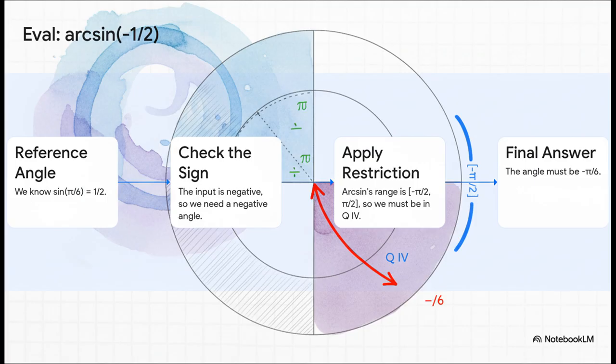But our input is negative, so where is sine negative? That's quadrants 3 and 4. Now here comes the new rule. The answer for arcsine must be in quadrant 1 or 4. So where's the overlap? Quadrant 4. We take our reference angle, pi over 6, and put it in quadrant 4 the right way, which gives us our final answer, negative pi over 6.